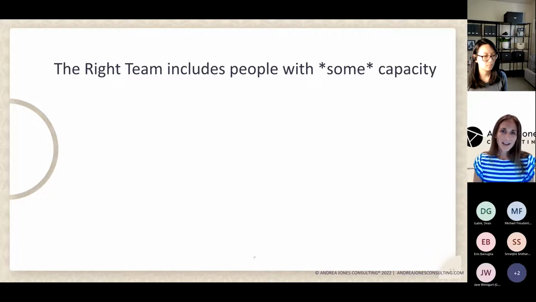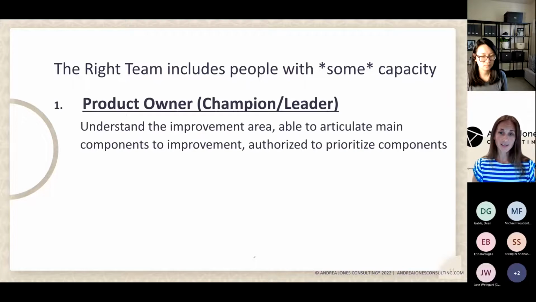This is a question we get a lot, and we'll talk more about this too, but the right team does include people with some capacity. So you've already prioritized what's important to your business. People have to have some time to be able to do work. And there are a few roles within Agile that we'll describe here.